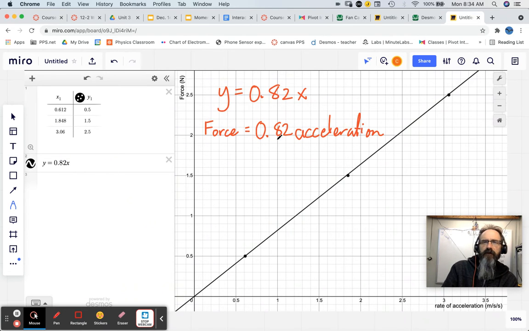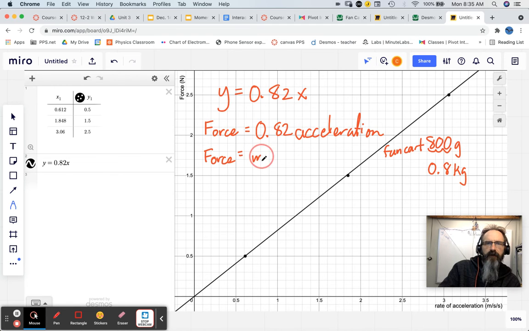What is this equation? Well, what's 0.82? Remember, our fan cart here weighed 800 grams. This is our fan cart. And if I convert 800 grams to kilograms, I do the same decimal trick again, but 3 times this time. So I get 0.8 kilograms. That was the mass of the fan cart. That 0.8 kilograms looks strikingly like this 0.82 here. And it makes sense if this is now force equals, I'm going to say mass, I'm going to make this proposal, times acceleration.